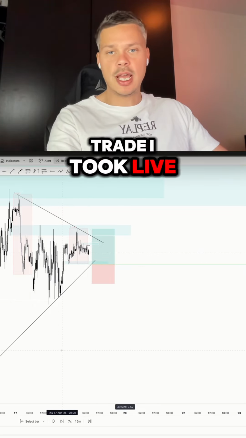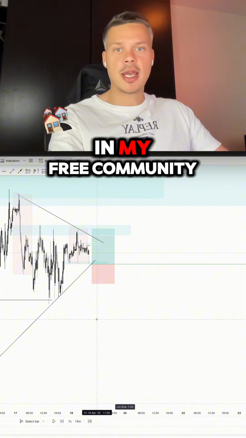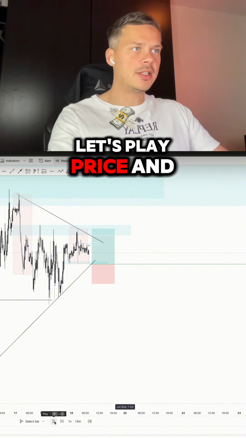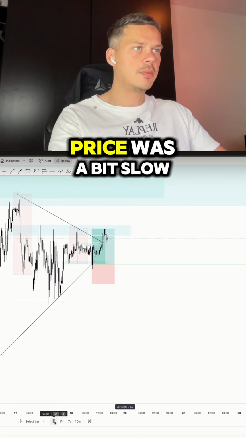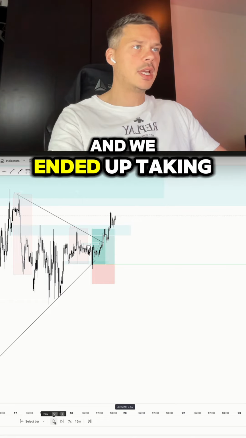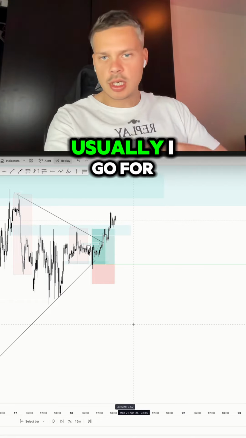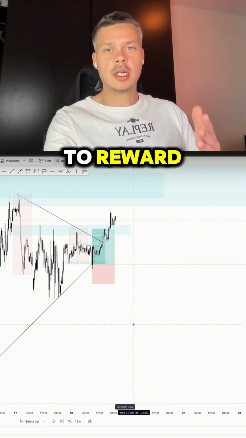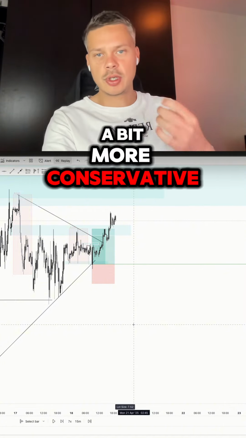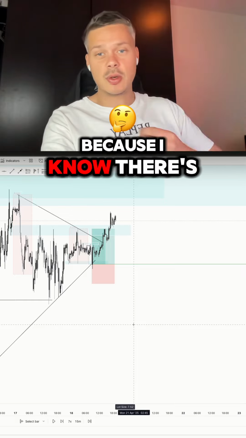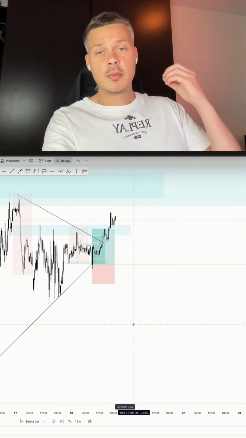This is a trade I took live, of course, and shared in my free community. Let's play price and see how it will end up. And this is where price was a bit slow, and we ended up taking that profit. Usually I go for a 1 to 2 risk to reward, but it happens to be bank holiday, so I wanted to be a bit more conservative and just target the Asian high because I know there's loads of liquidity over there. Pretty good trade.